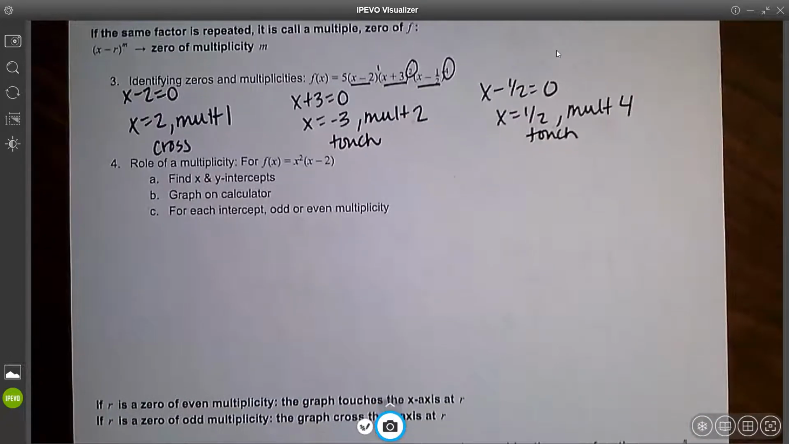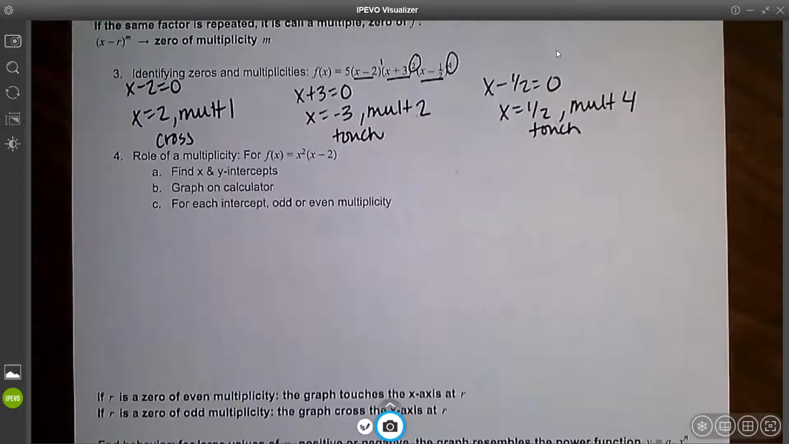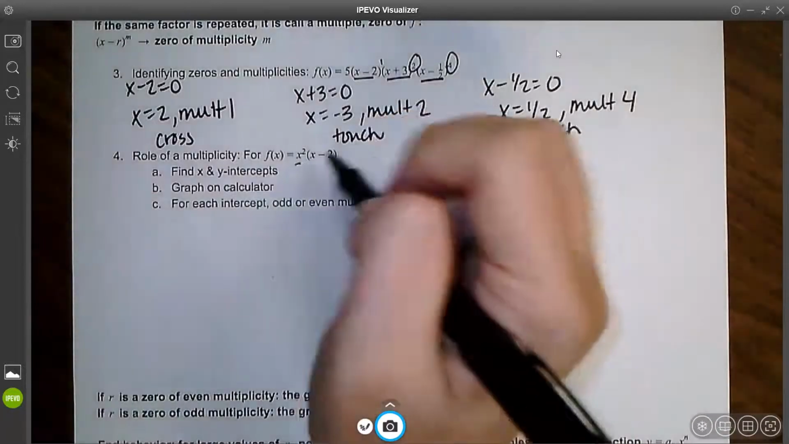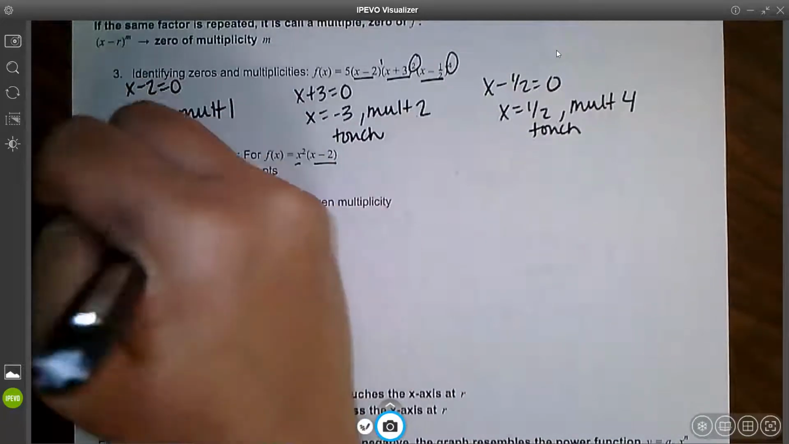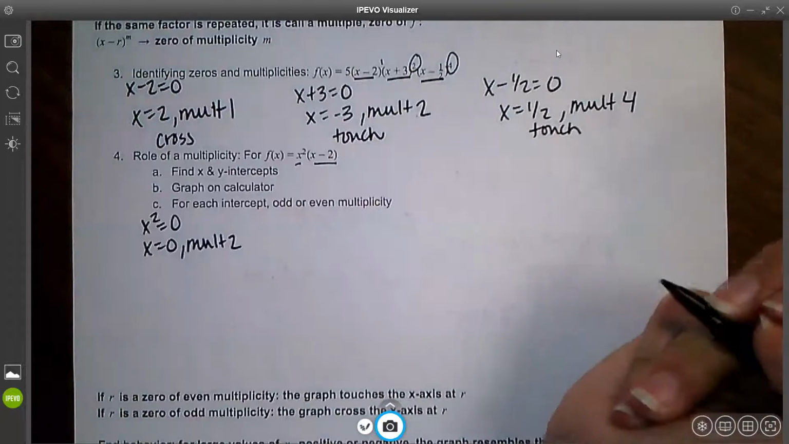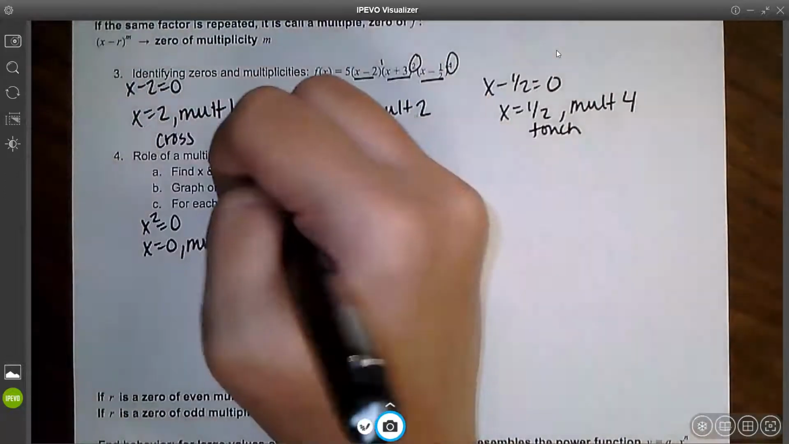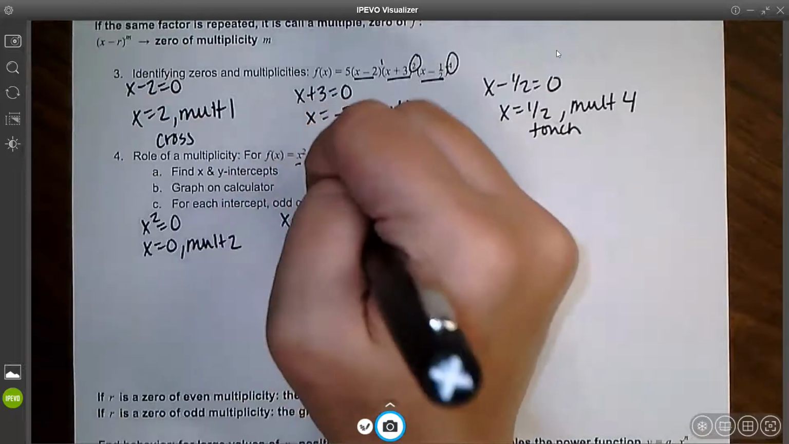So now I'm going to use this to find my x and y intercepts and my multiplicities to graph. So I've got here x squared and x minus 2. So x squared equals 0. That means that x equals 0. That is multiplicity 2. And x minus 2 equals 0, x equals 2. That is multiplicity 1.